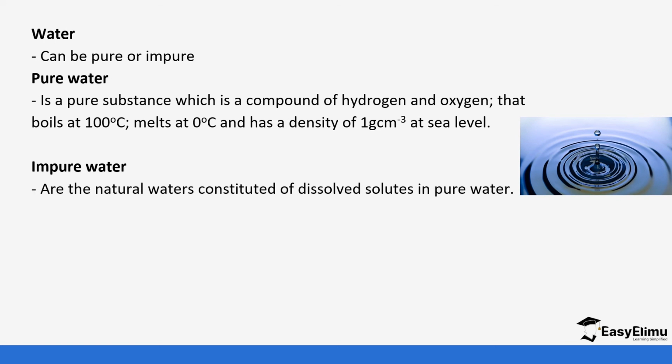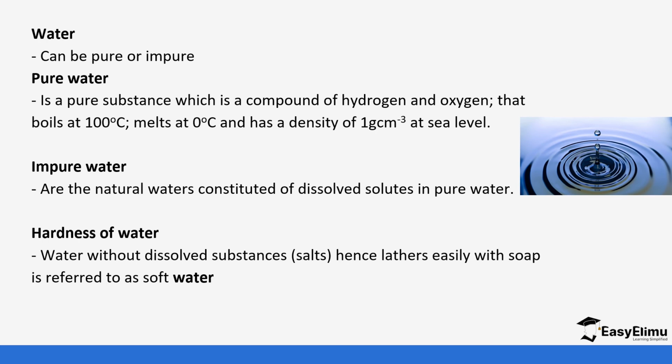Impure water are natural waters constituted of dissolved solutes in pure water. So anything that dissolves in water makes that water impure. For example, if you take pure water and add some salt into it, it stops being pure water, it becomes impure. So, hardness of water.